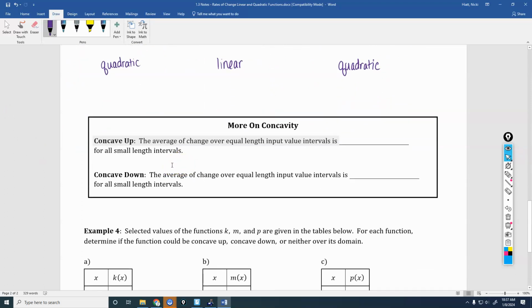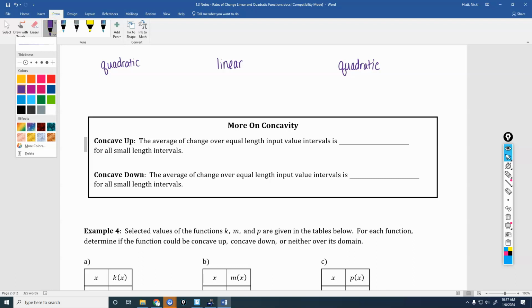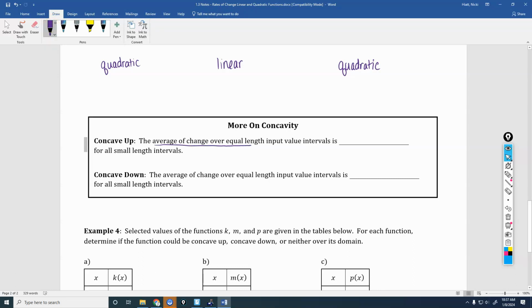Okay? Let's talk about concavity. For concavity, the average rate of change over equal length input value intervals is blank for all small length intervals. So our average change over the interval, over equal length input value intervals, this is looking at your average rate of change over those, right? It is going to be, when we're concave up, our rate of change is increasing.